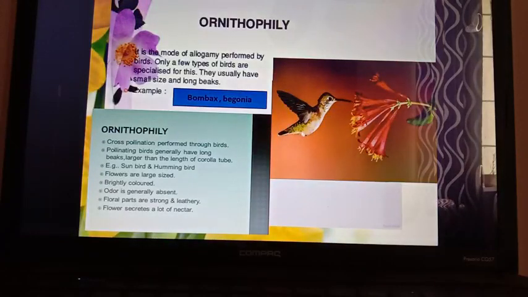So today we have discussed the agents of pollination. Four types of agents we have already talked about.